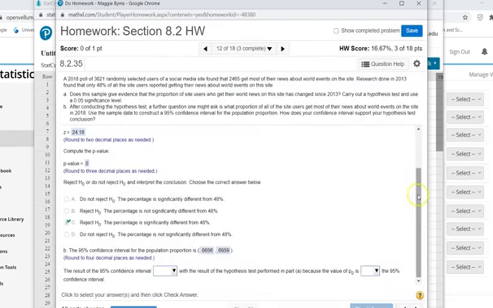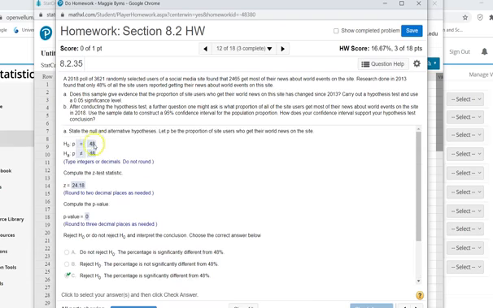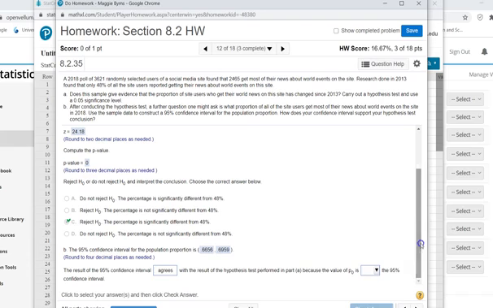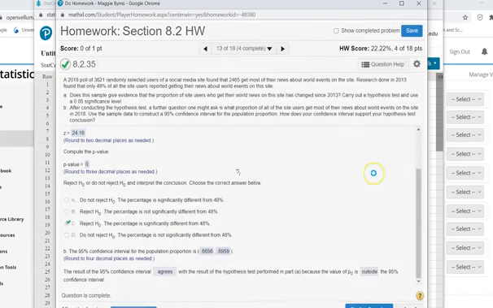There it is. Does the 95% confidence interval coincide with what we said for the hypothesis test? It says, yes, it certainly does. The result of the 95% confidence interval agrees with the result of the hypothesis test performed in Part A because the value of P naught, remember P naught was the population proportion you used to develop your null hypothesis, is outside of the 95% confidence interval, because our interval goes from 66 to 69%. And there we go.